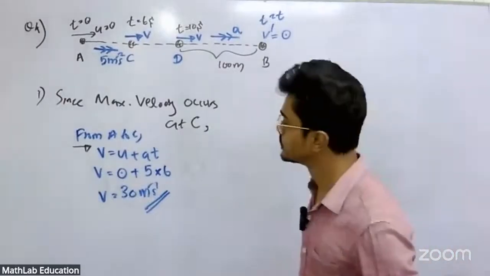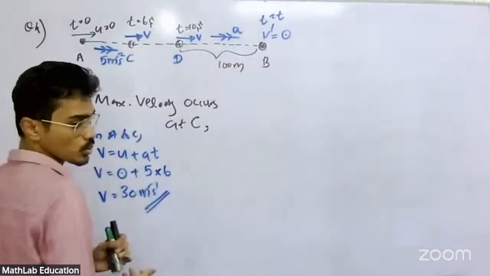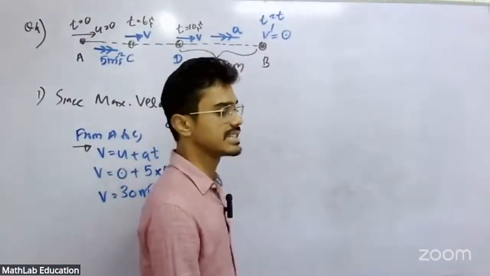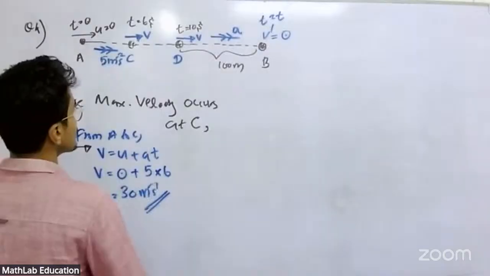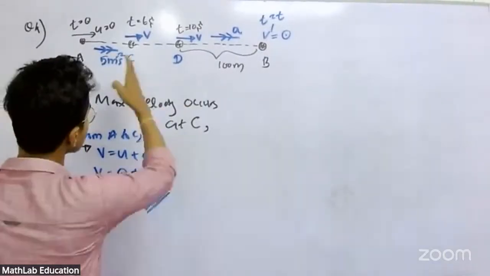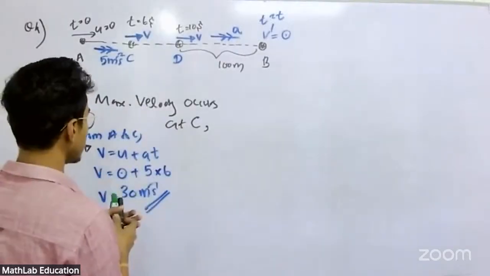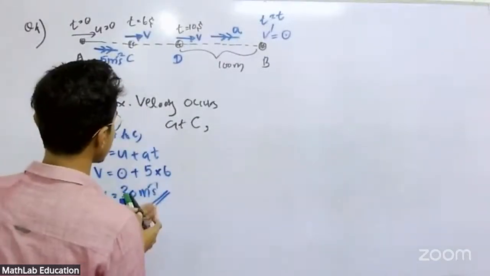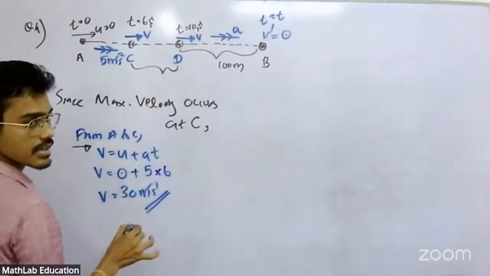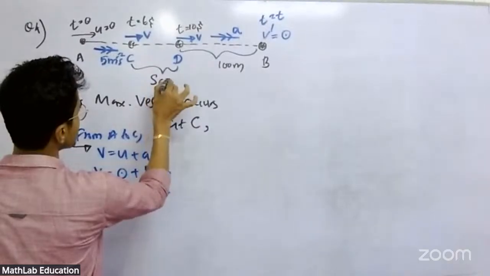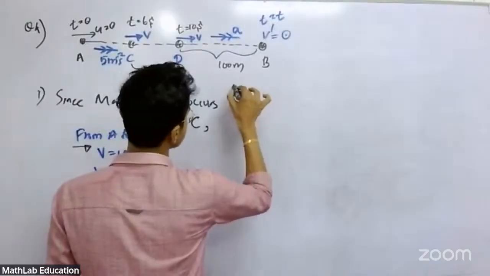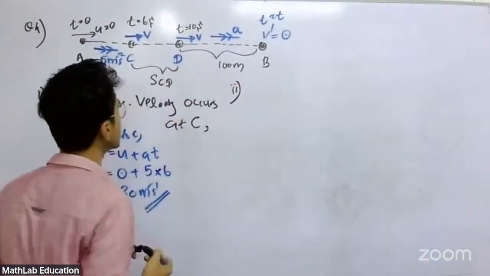Okay, part 2. Travel distance in uniform velocity. Uniform velocity occurs from C to D, no? Right? And if I need the travel distance in uniform velocity, which means I need the distance between C and D. So let's say C to D, SCD. Part 2. We need the distance from C to D.